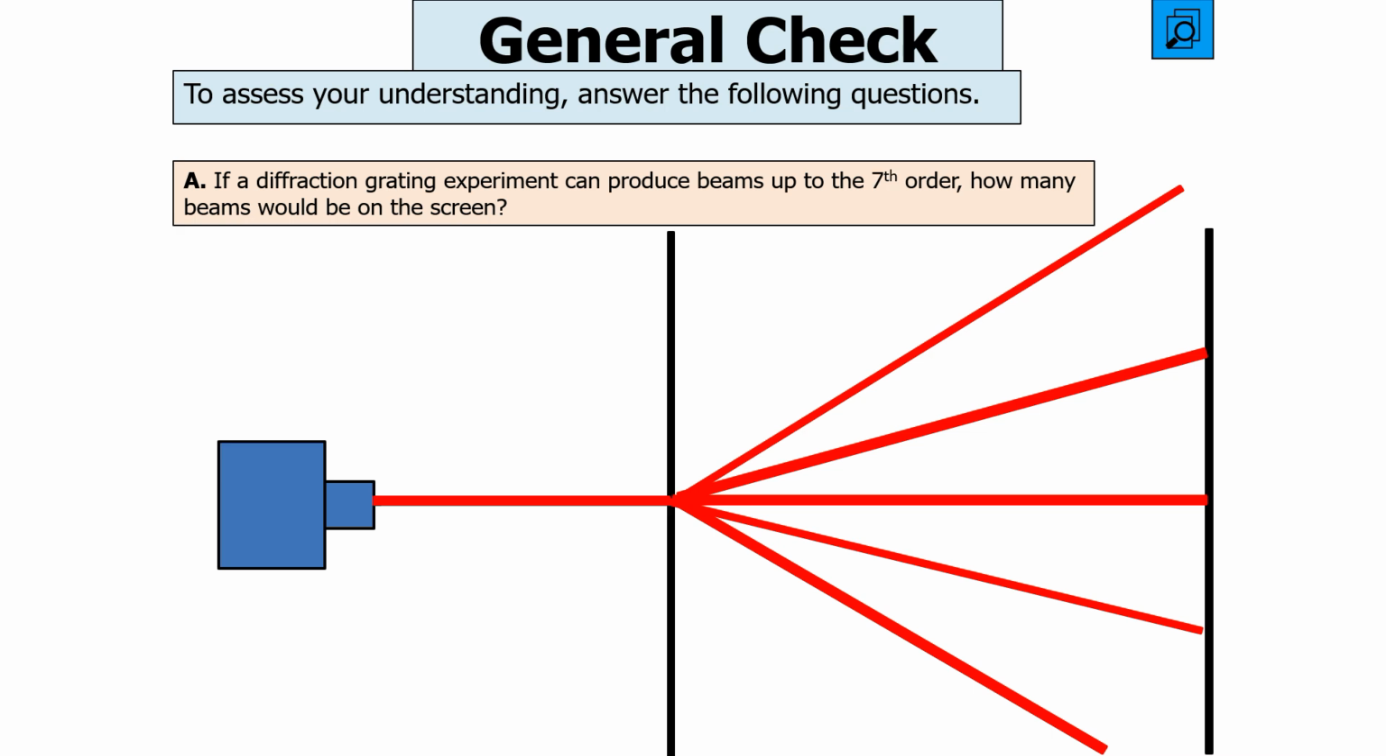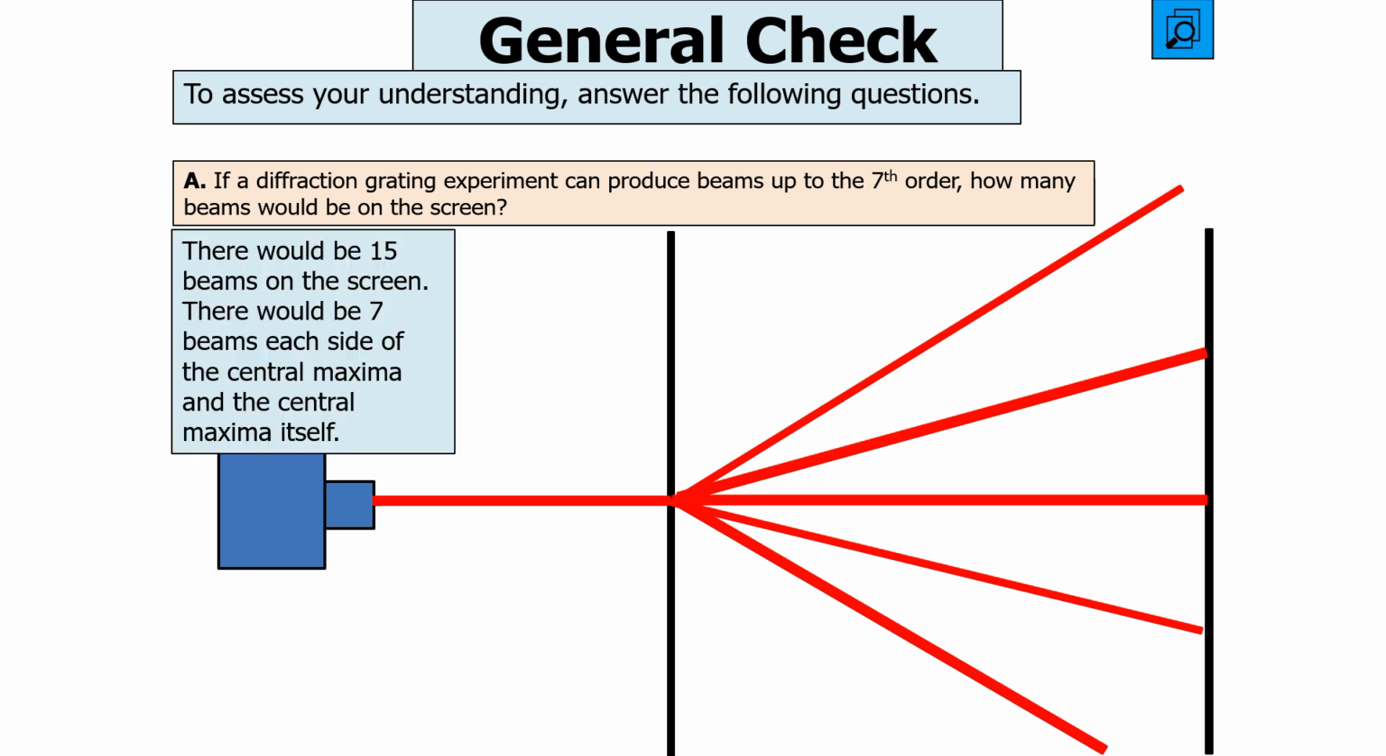If a diffraction grating experiment can produce beams up to the 7th order, how many beams would be on the screen? Pause the video now, then unpause the video when you want to go through your answer. Well, there will be 15 beams on the screen. There will be 7 beams each side of the central maxima and the central maxima itself.